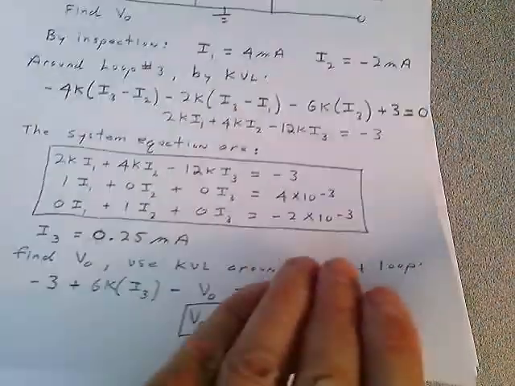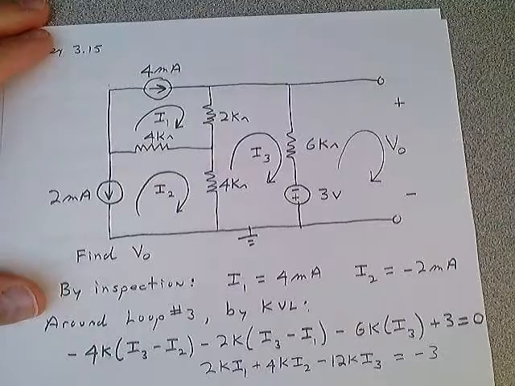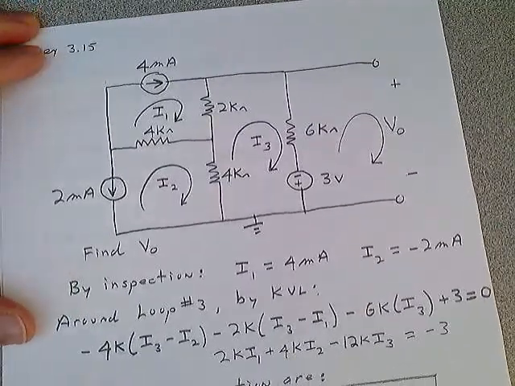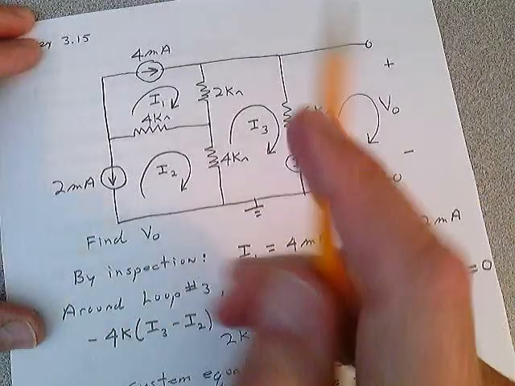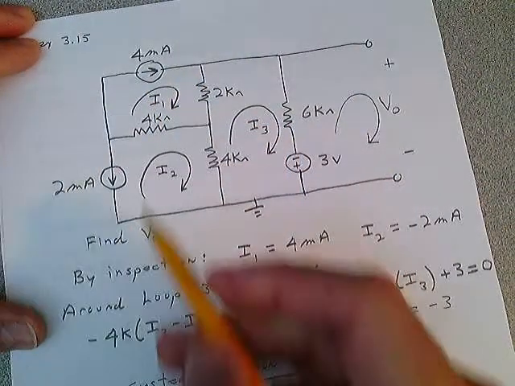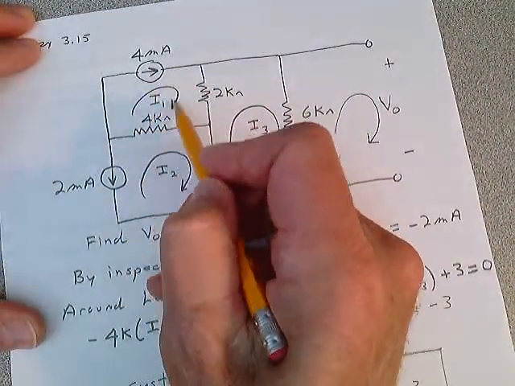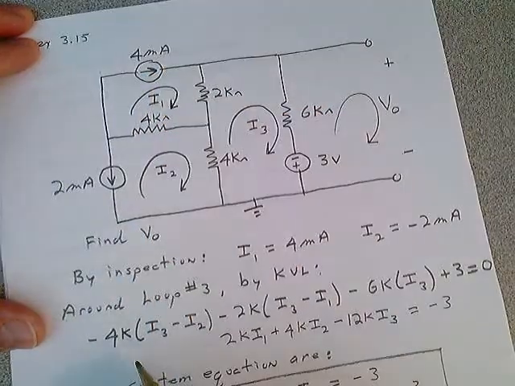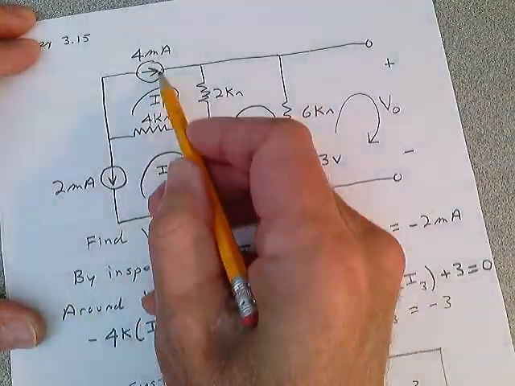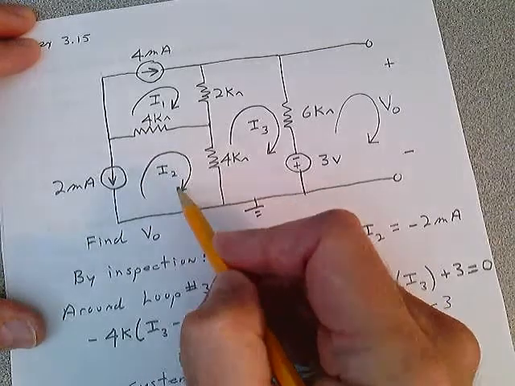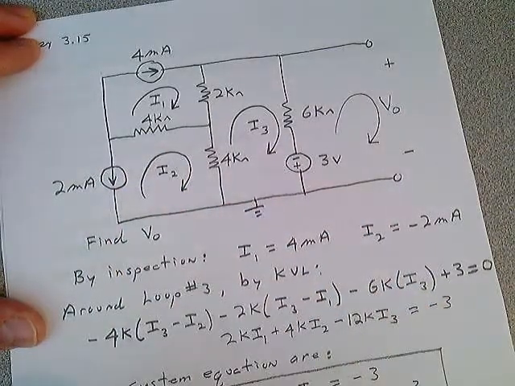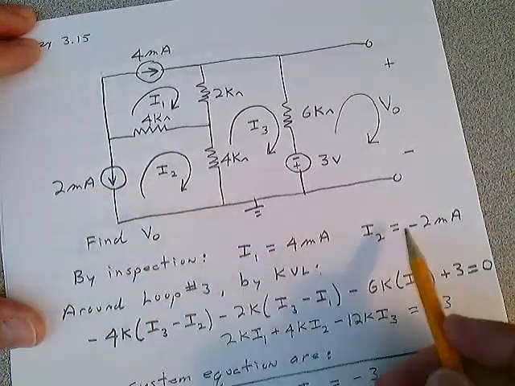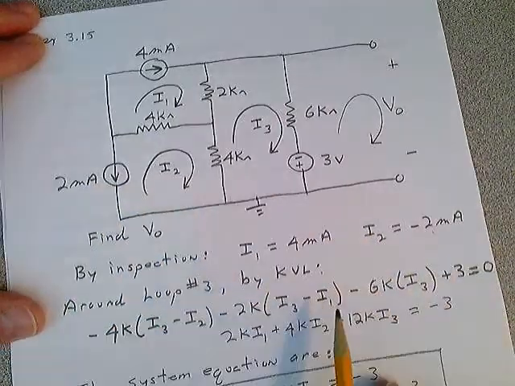example 315. What if you get a problem like this? Well, I just want you to do loop analysis. You have 2 current sources. I assigned I1 here. It's the only current that goes through that. So right away, I can say I1 is 4 milliamps. I assigned I2 in a clockwise direction here. It's the only current going through this. And right away you can see that I2 is minus 2 milliamps.